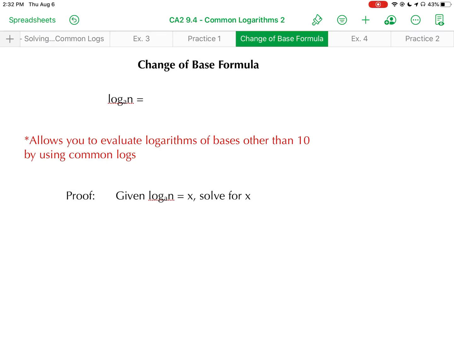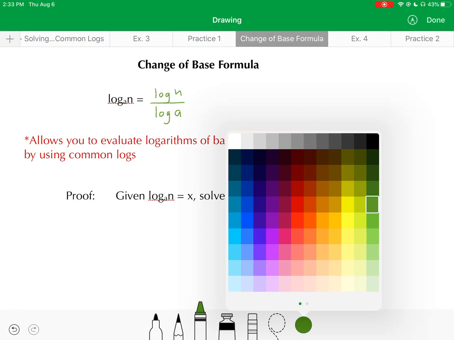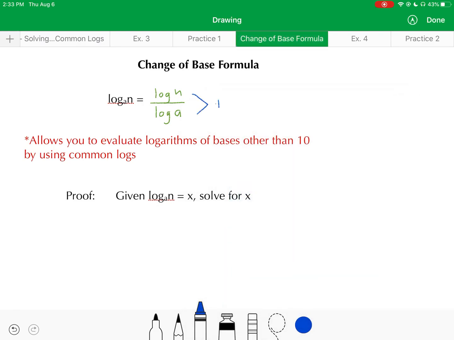All right, so in our last video for section 9.4, we saw how you could use common logarithms and your calculator in order to solve sophisticated exponential equations. Now, a byproduct of that process is the change of base formula. Let's say I'm working with log base a of n, and I want to find the value of that logarithm. Well, this would be equivalent to common log of n divided by common log of a, right? So once again, these are both common logarithms.